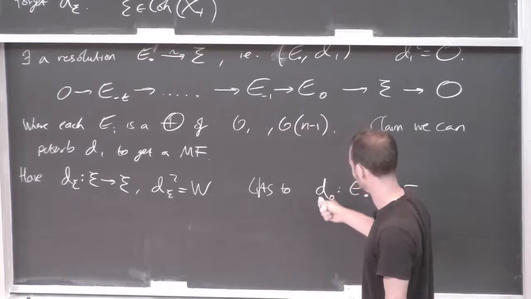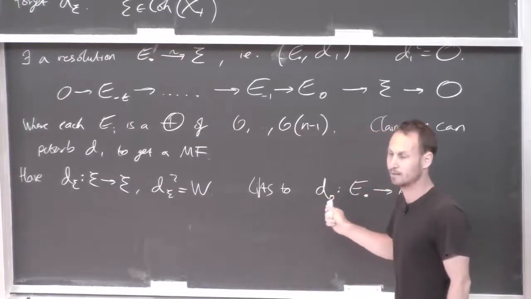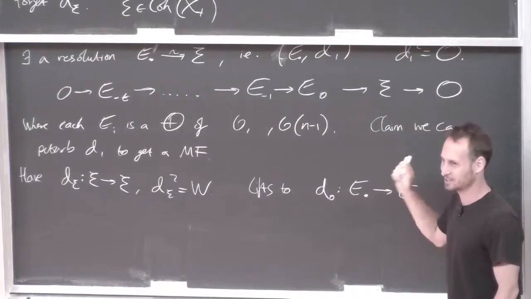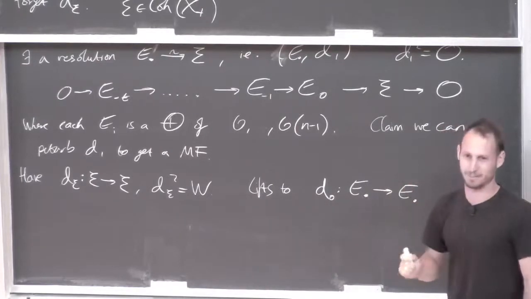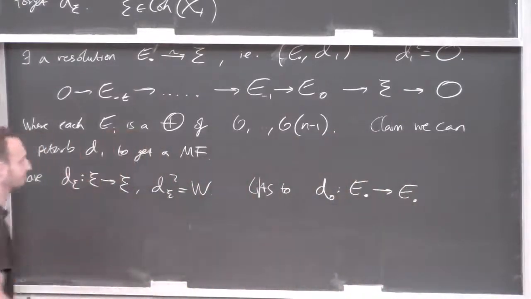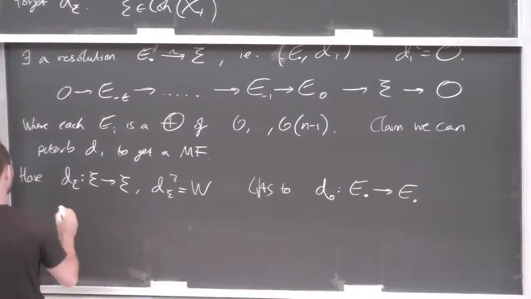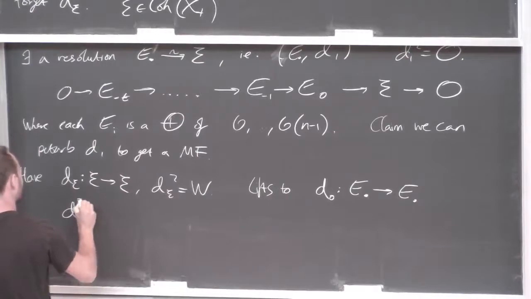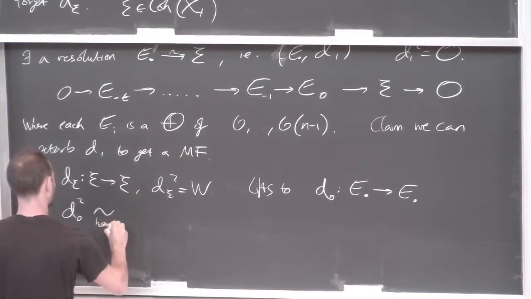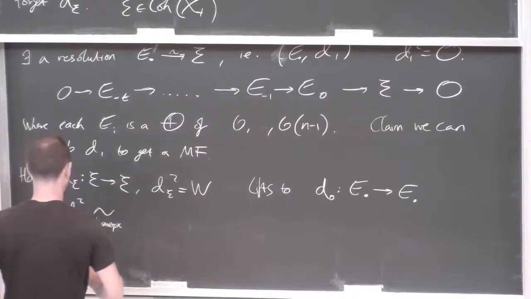What does that tell us? It tells us that, unfortunately, the square of this guy is not W. It tells us the square of this guy is homotopic to W. Right? This is something Nick kept explaining in his examples. D0 squared is... Yes, an actual chain map.